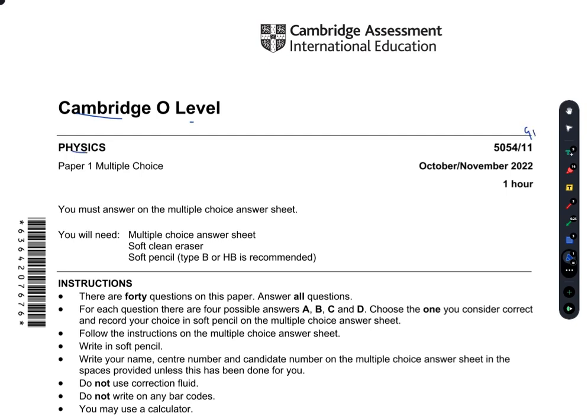We shall be solving the Cambridge O-Level Physics question paper number 11 from the October-November 2022 series, paper 1 of multiple choice questions only. So let's start our video.